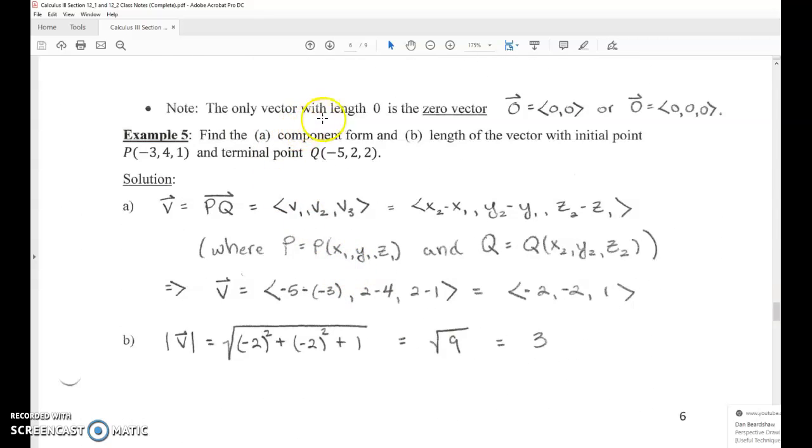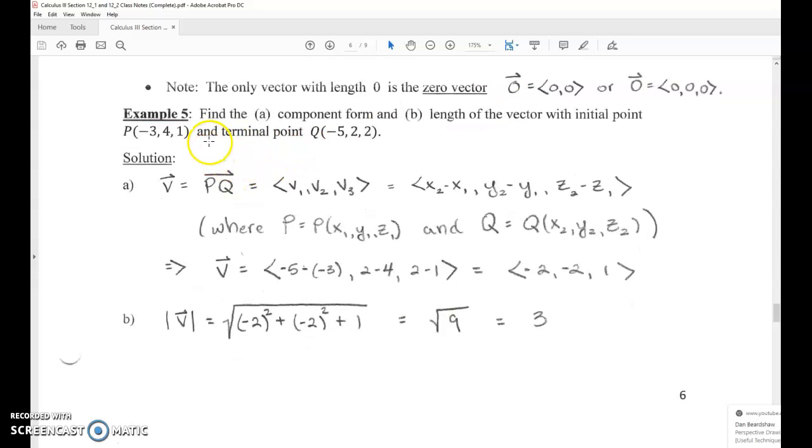One note here, the only vector with length 0 is what we call the zero vector. The zero vector has two components if it's in 2 dimensions, 0, 0, or if it's in 3 dimensions, it's 3 components, 0, 0, 0. These components are scalars. This arrow above it means the zero vector. These zeros are the scalar zeros, just representing the 0 for each component direction.